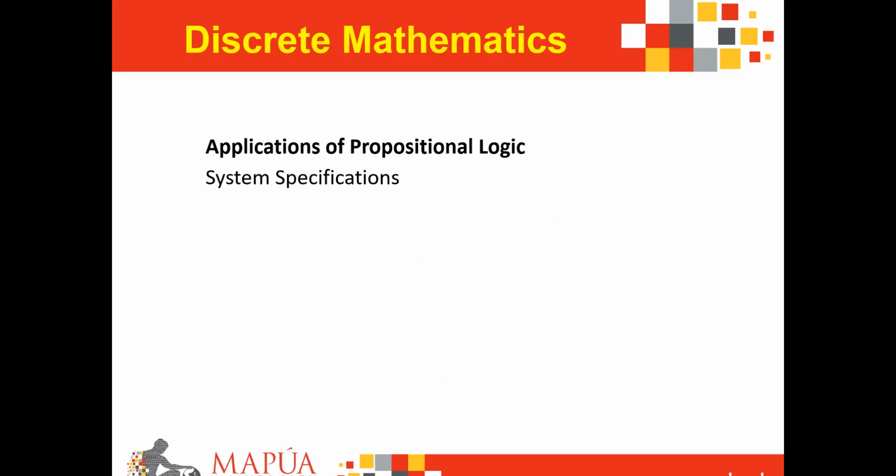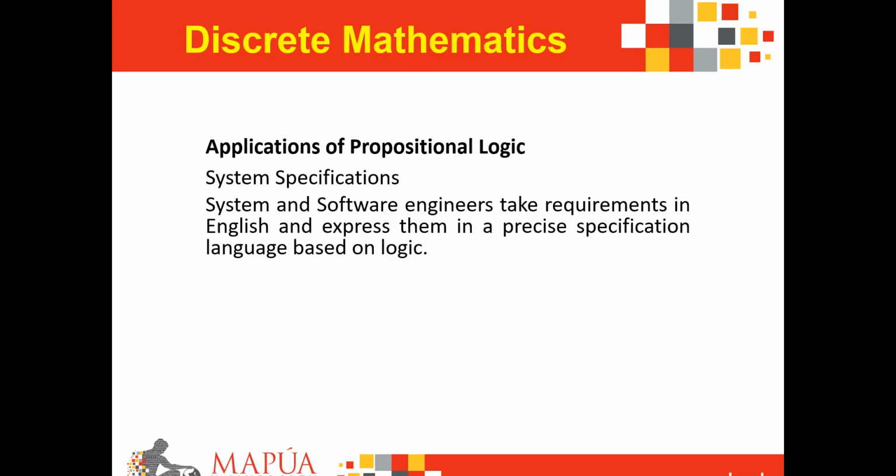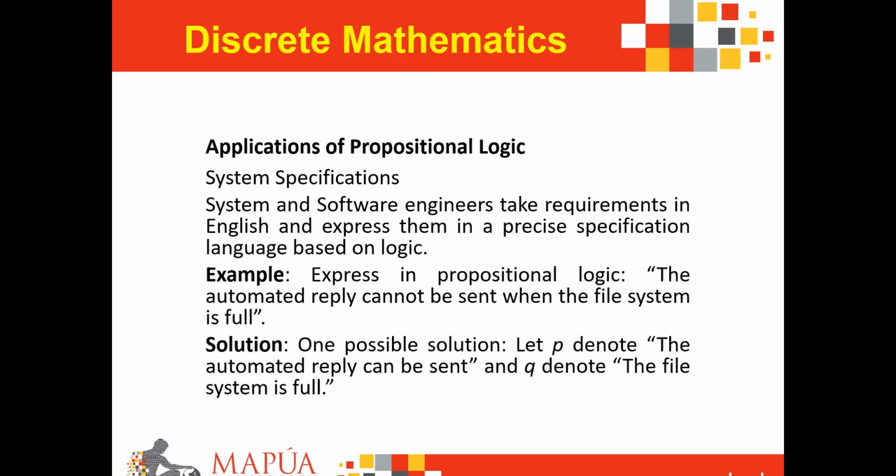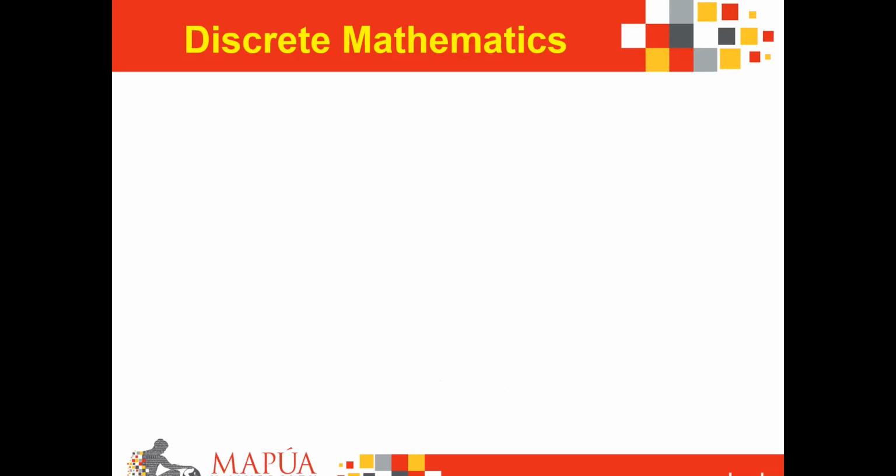The other application of your propositional logic is on system specification. Systems and software engineers take requirements in English and express them in precise specification language based on logic. This is one such particular example. The automated reply cannot be sent when the file system is full. Therefore, we simply denote P as the automated reply can be sent, Q, the file system is full. Therefore, you'd end up with this corresponding propositional expression.